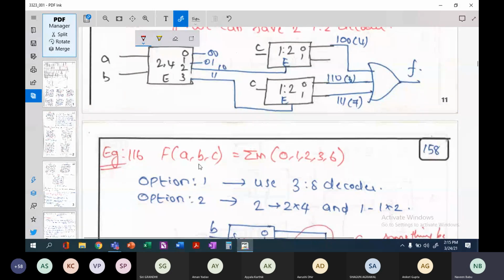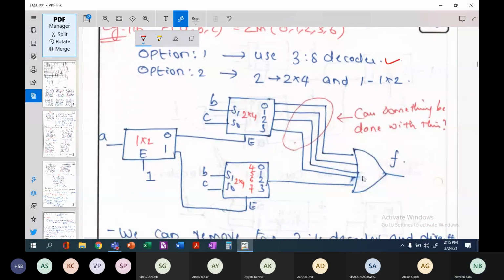Now you have to implement this one. A function f of ABC equal to sum of 0, 1, 2, 3, 6. There are 2 ways to implement it: either using a 3 cross 8 decoder, or you can use 2 cross 4 decoders and one 1 cross 2 decoder. So let us implement this. First, as I have always said, try to draw the 2 cross 4 decoders. If A, B, C are the inputs, the last 2 inputs, B and C, will go to the 2 cross 4 decoders, and everything will be repeating. And for the 1 cross 2 decoder, the enable signal will be 1 here.